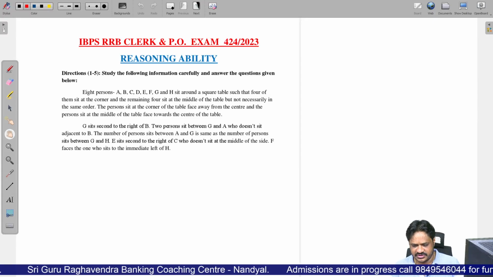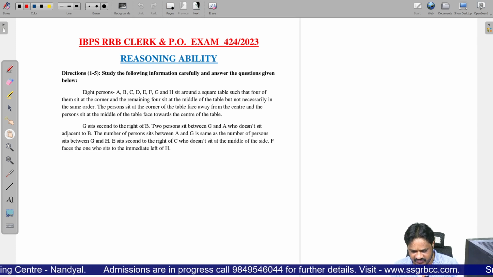Okay, good morning, students. Today we will discuss the IBPS RRB Clerk and PO exam, paper number 424, reasoning ability. Study the following information carefully and answer the questions given below.